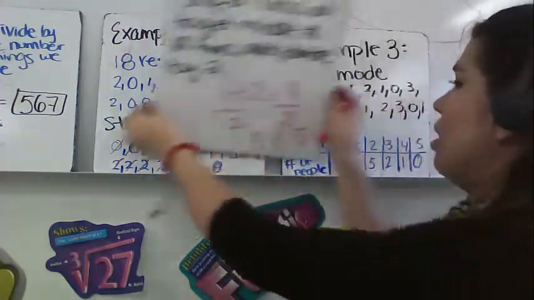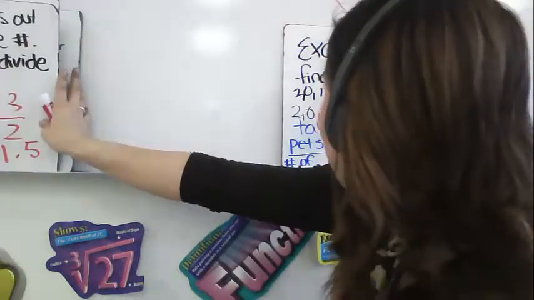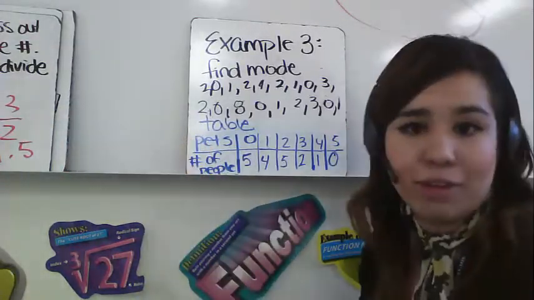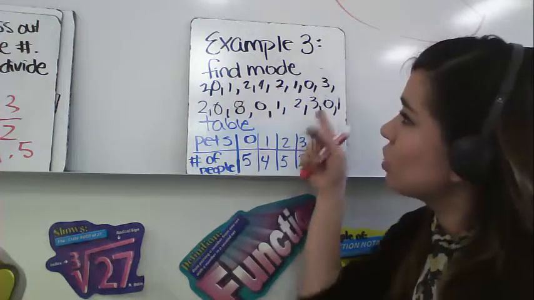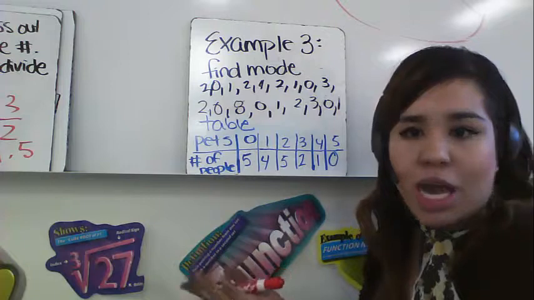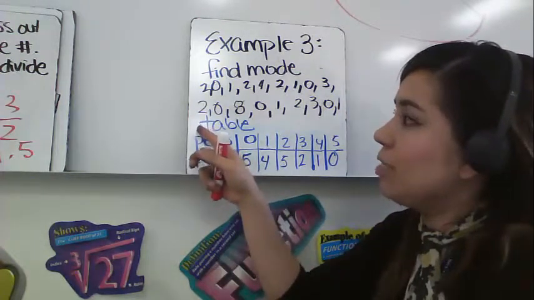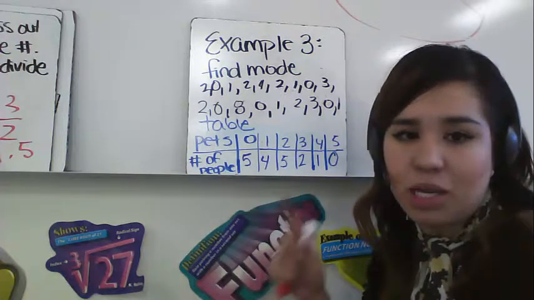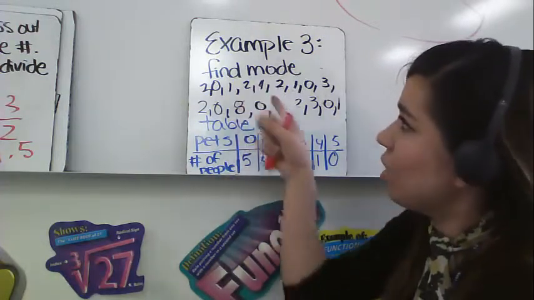And now we're going to look at how we find the mode. The mode is probably the easiest one to find because all you need to do is look at your data and see which number occurs the most. In order to do that, it makes it easier to make a table. If you make a table, it organizes all the numbers and you can easily find it. So I went ahead and made a table for this.